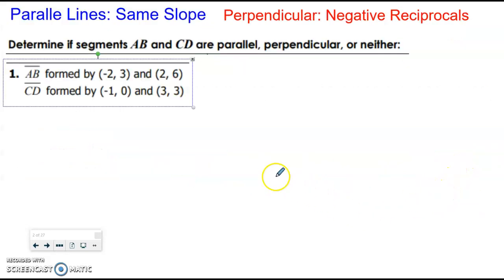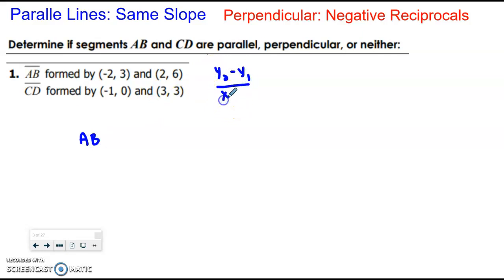So let's look at a couple examples. I want to look at AB and CD, and I want to find out what those slopes are. If you watched those first couple videos, slope is y2 minus y1 over x2 minus x1. That's how we find out what slope is. So for AB, I'm going to do 6 minus 3, and then 2 minus -2. So it turns out to be 3/4. That's what the slope is.